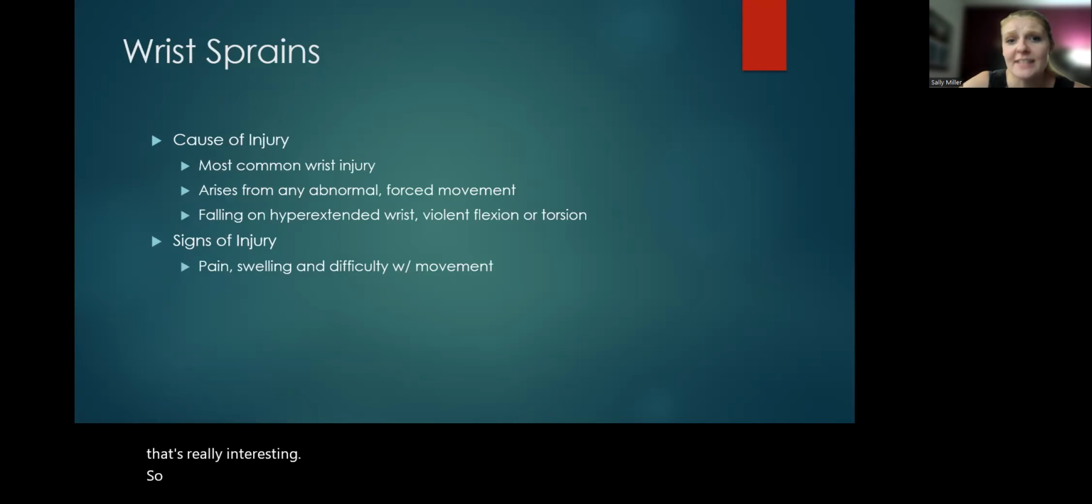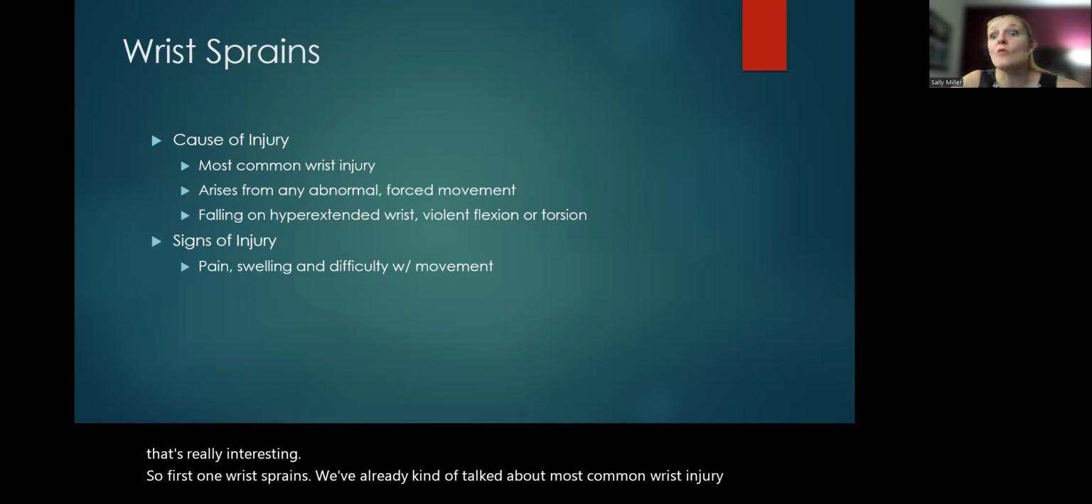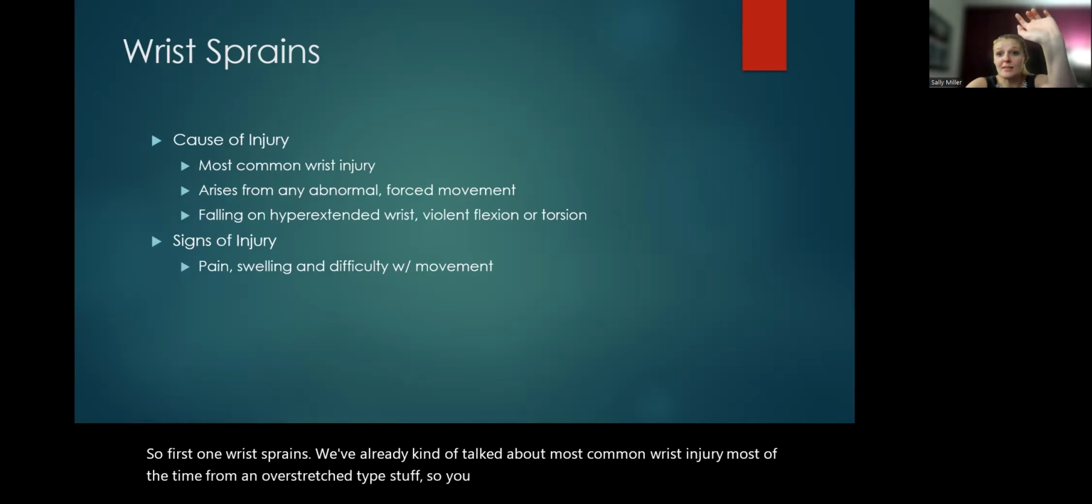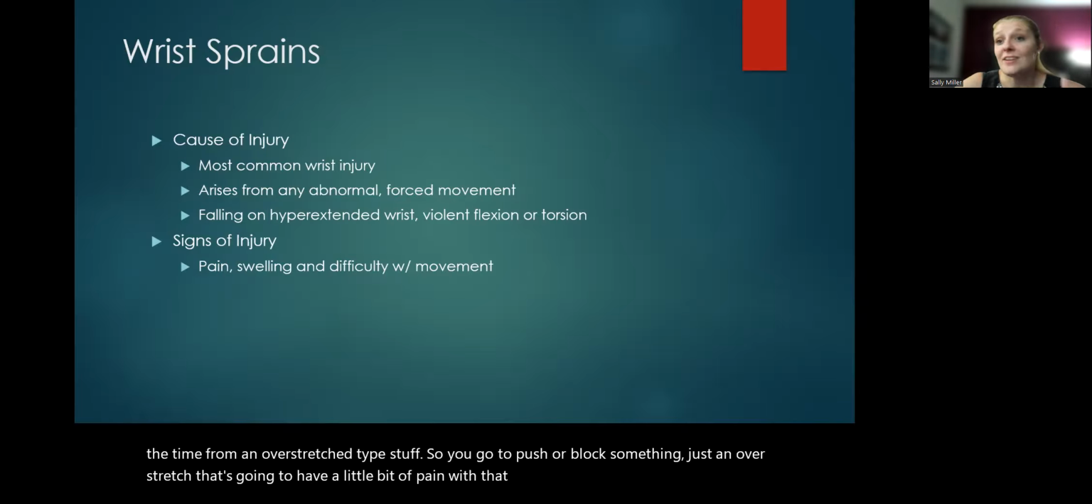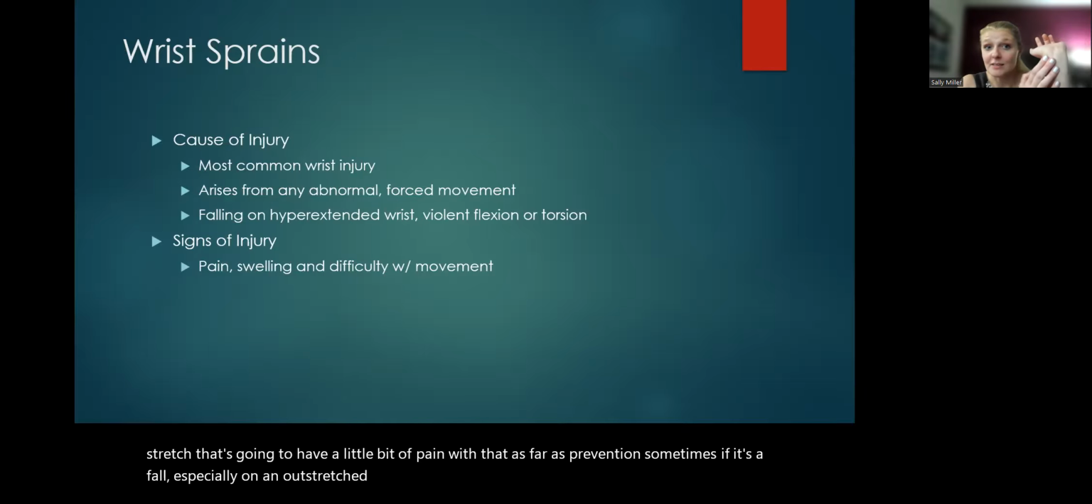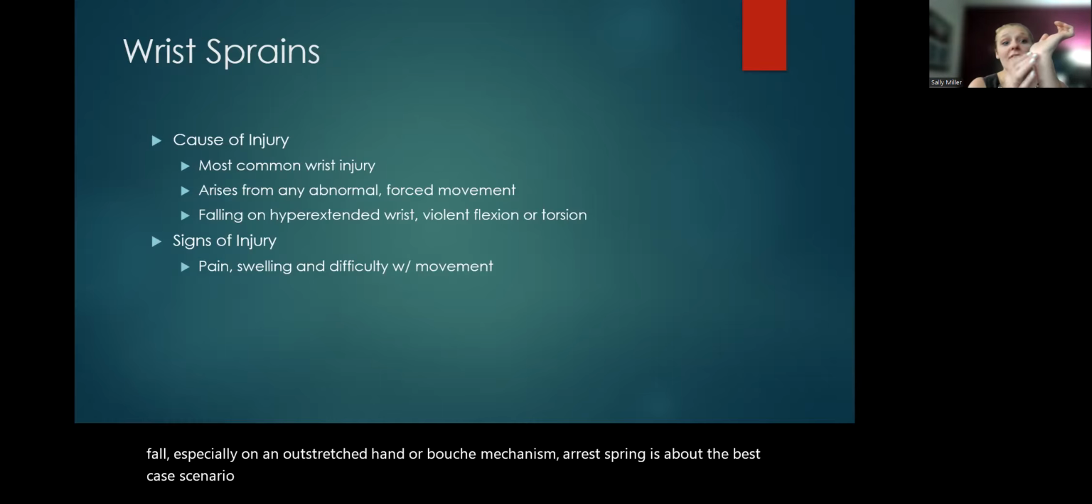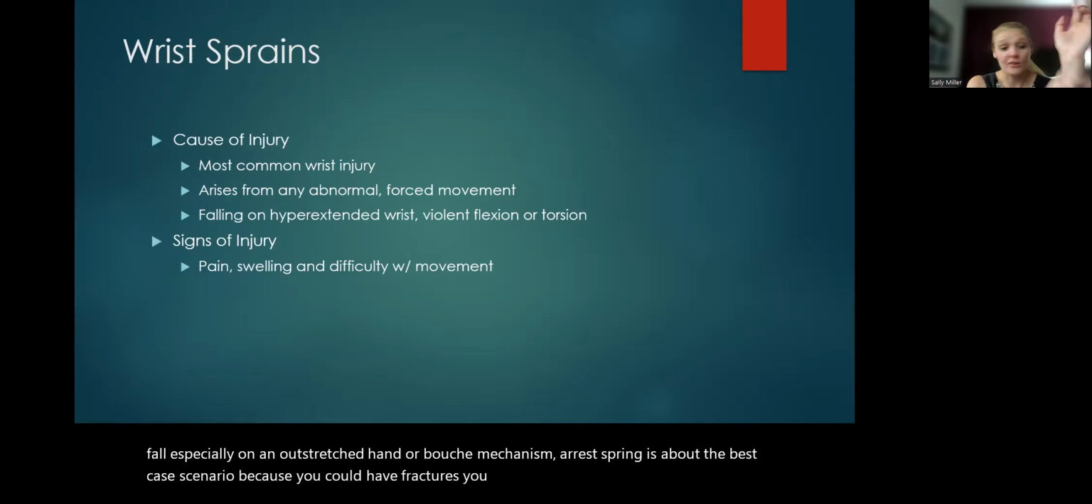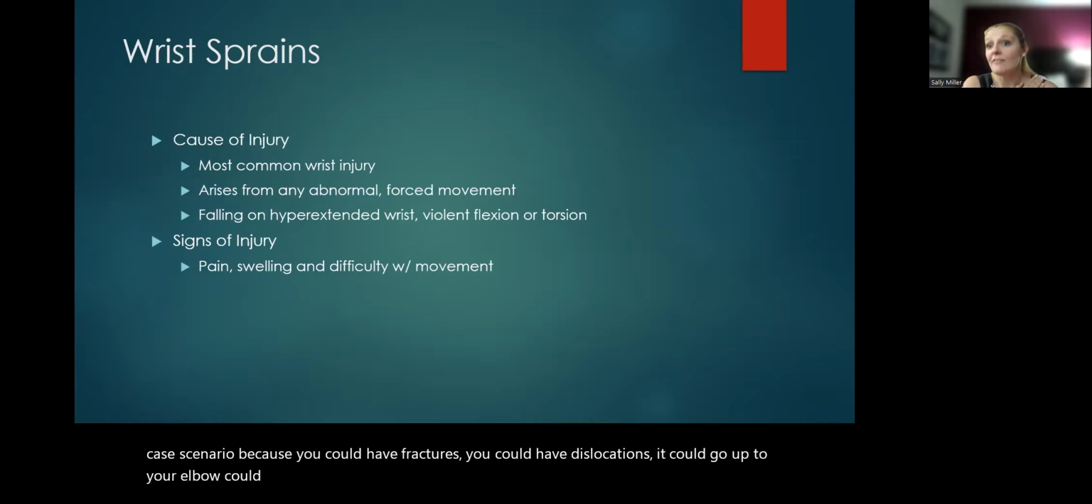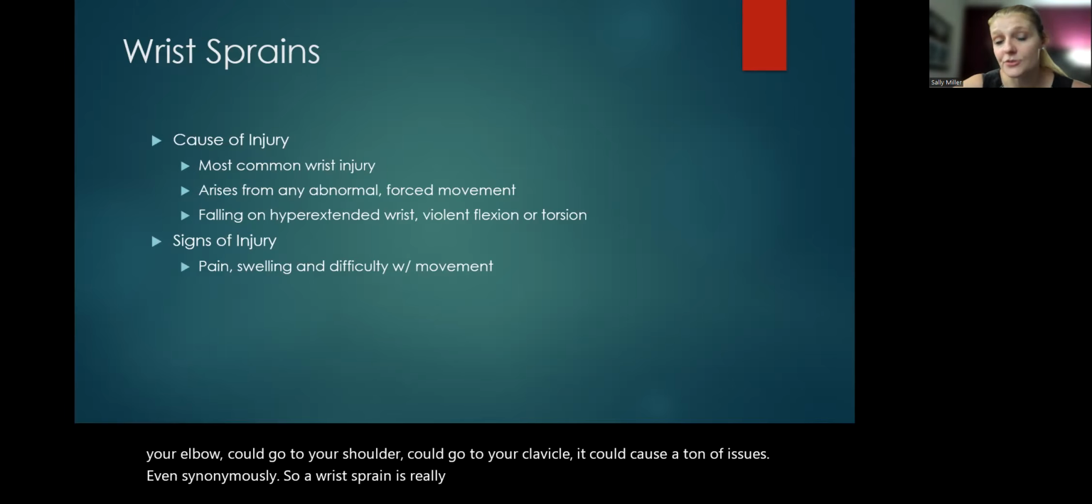So first one, wrist sprains, we've already kind of talked about. Most common wrist injury, most of the time from an overstretch. So you go to push or block something, just an overstretch, it's going to have a little bit of pain with that. As far as prevention, sometimes if it's a fall, especially on an outstretched hand or a push mechanism, a wrist sprain is about the best case scenario because you could have fractures, you could have dislocations, it could go up to your elbow, your shoulder, your clavicle, it could cause a ton of issues, even synonymously. So a wrist sprain is really the least of your concerns.